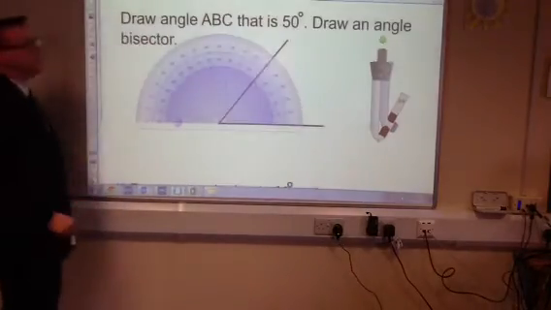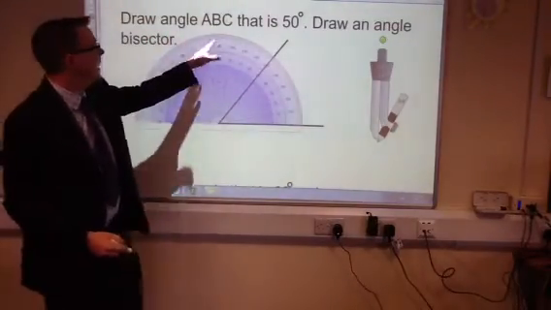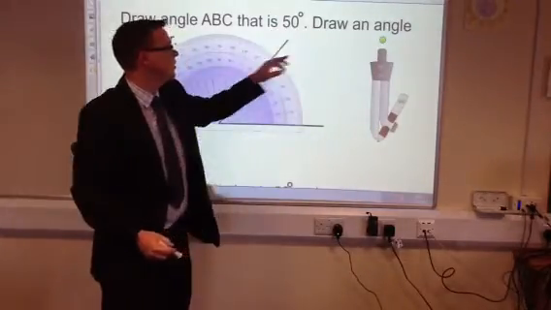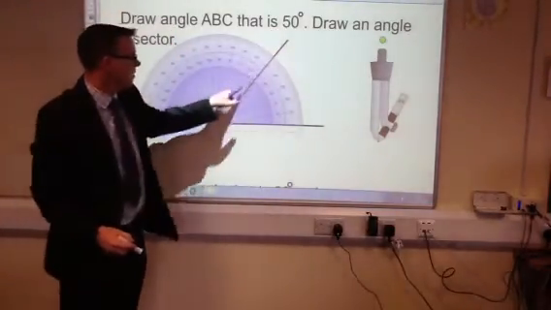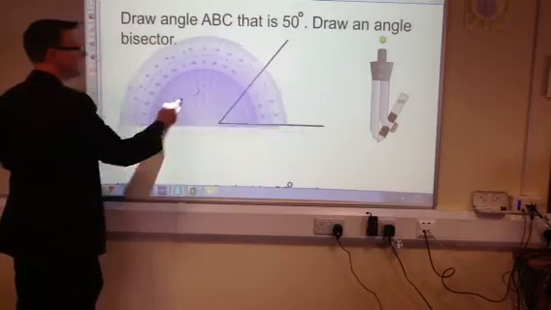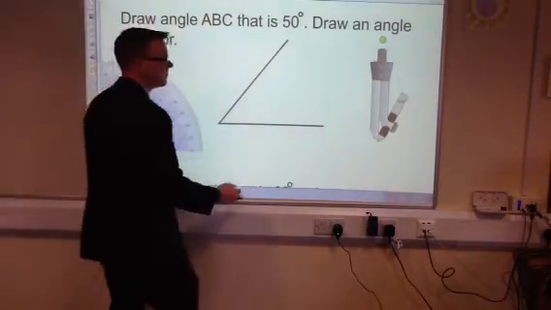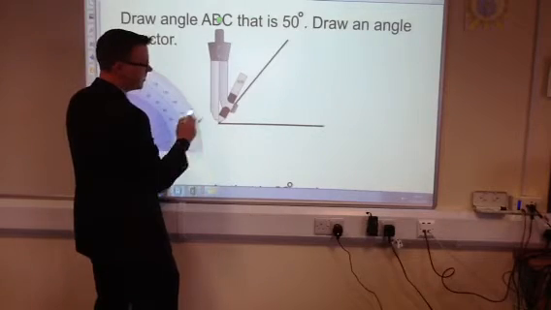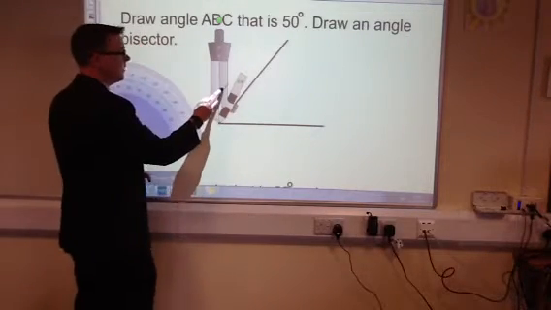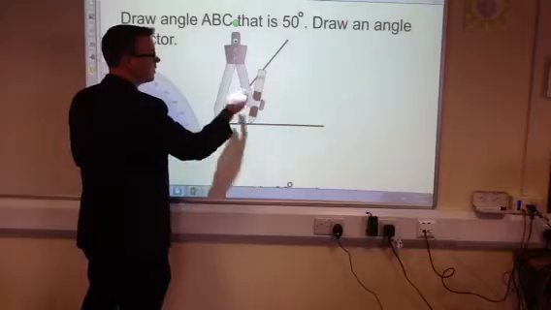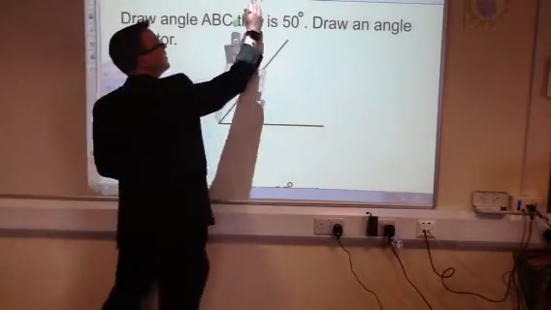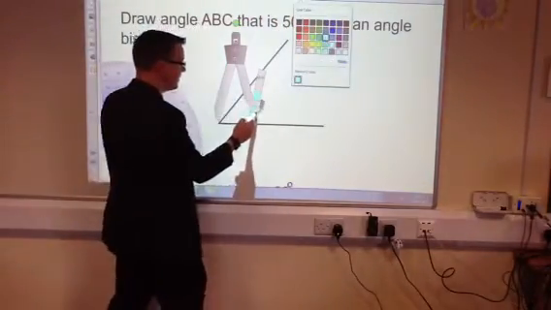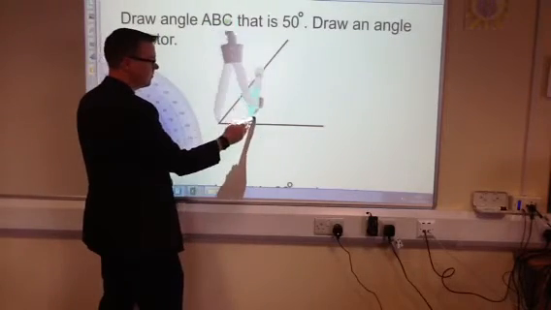We're now going to try the angle bisector. So again, draw an angle ABC that's 50 degrees. Draw an angle bisector. There's my 50-degree angle. Don't need a protractor to do this. Need my compass again. I'm going to move my compass over so the point of the compass is on the point of the angle. Now again, it doesn't matter how wide you make it, but it has to cross both lines. We get a light colour again, we draw an arc.